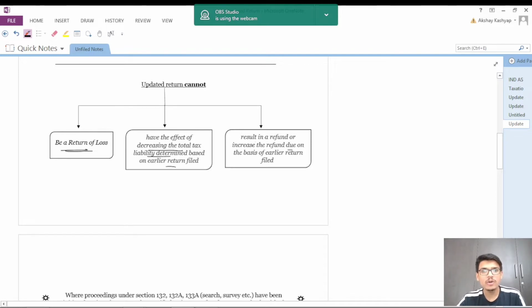Also, an updated return cannot be filed if it results in a refund or increases the refund. So if you're filing an updated return, that cannot result in a refund. Also, it cannot increase the refund that you had disclosed compared to your earlier return. So as you can see, the updated return is to provide additional tax and not to provide a relief as such to the assessee by way of tax.